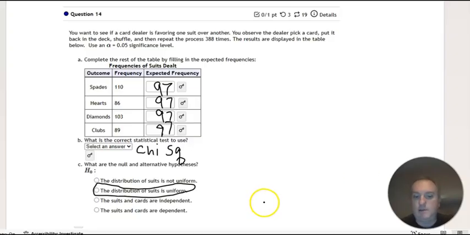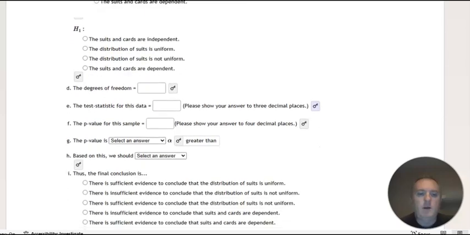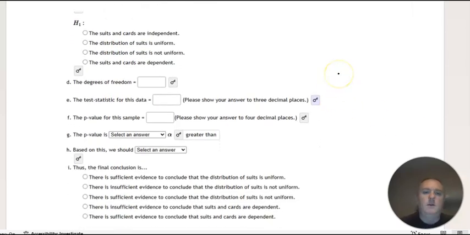So each of the cards, or the drawing of the cards from the deck, those are independent events, but it doesn't really have to do with our actual null hypothesis. So our alternate hypothesis is going to be the distribution is not uniform, or that we would have enough evidence to suggest that the deck is not standard.